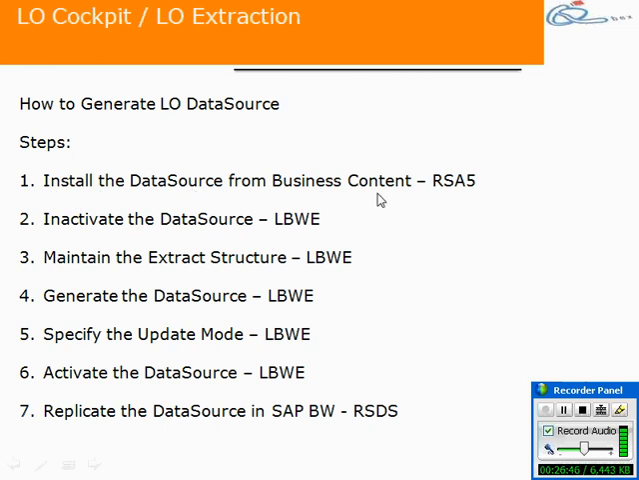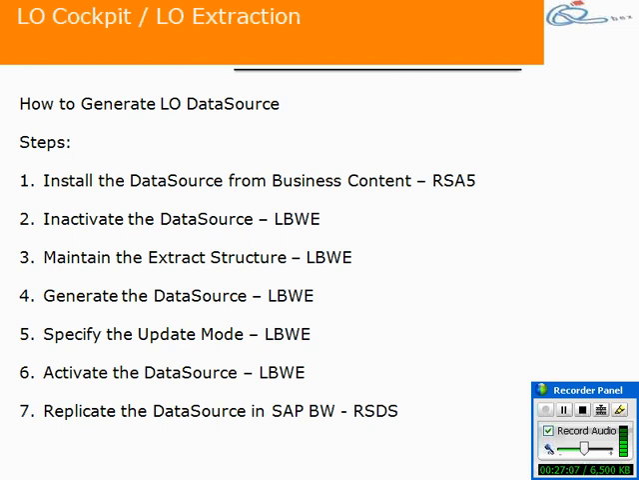Install the data source from business content. Does it make sense? Right? Since LO extract is delivered by SAP, it will be in delivered version. So in order to create a copy of the same thing into active version, I must install it. Does that step make sense?